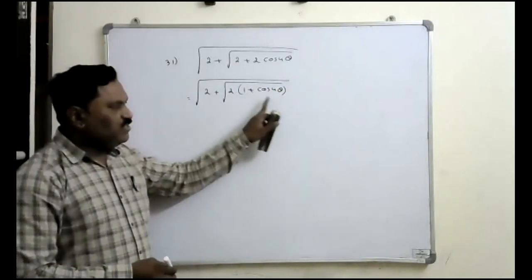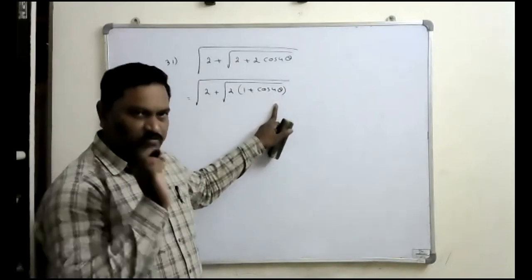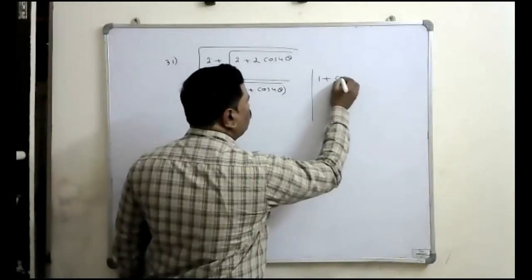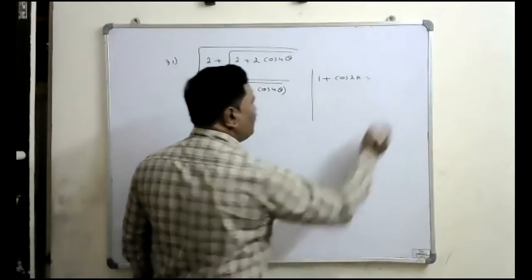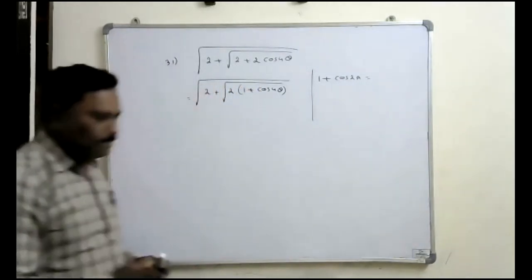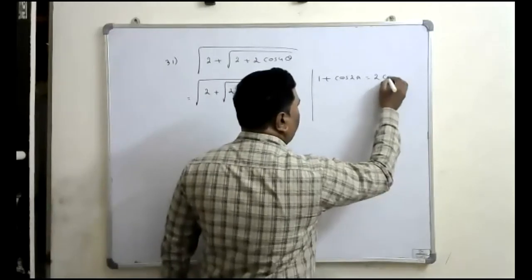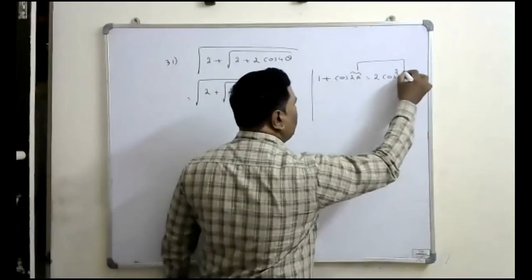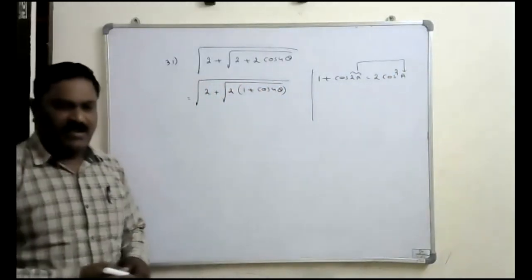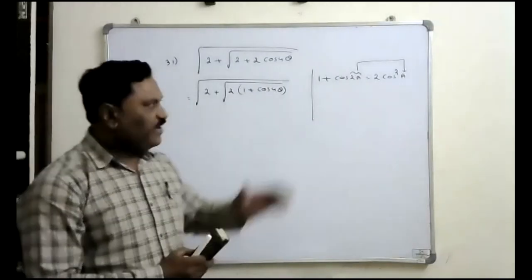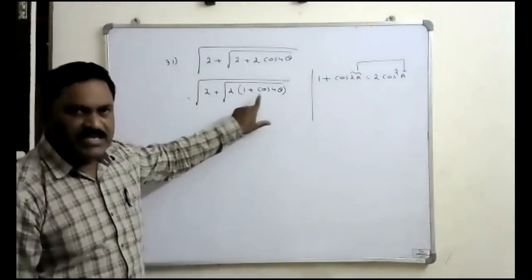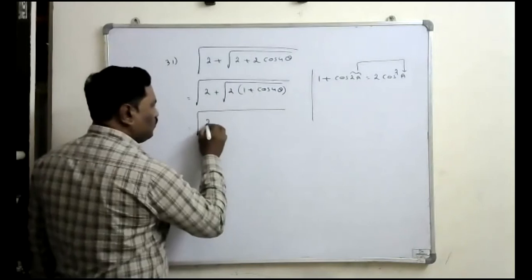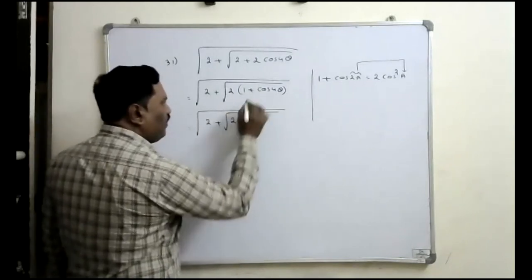Now, to simplify 1 plus cos 4 theta, whenever you find 1 plus or 1 minus, immediately recollect the formula for 1 plus cos 2a. What is the formula for 1 plus cos 2a? 2 cos square a, right? For applying this formula, whatever the angle is here, make that angle a half. So by using that formula, tell me, how do you write 1 plus cos 4 theta?